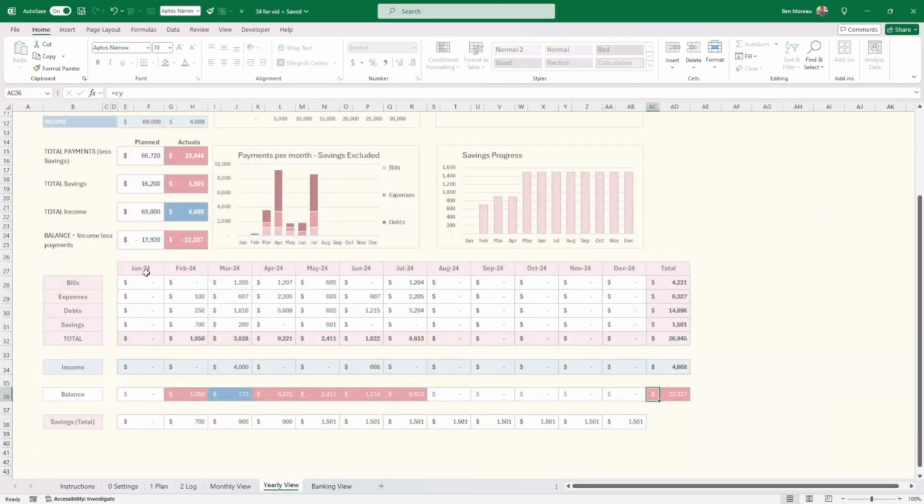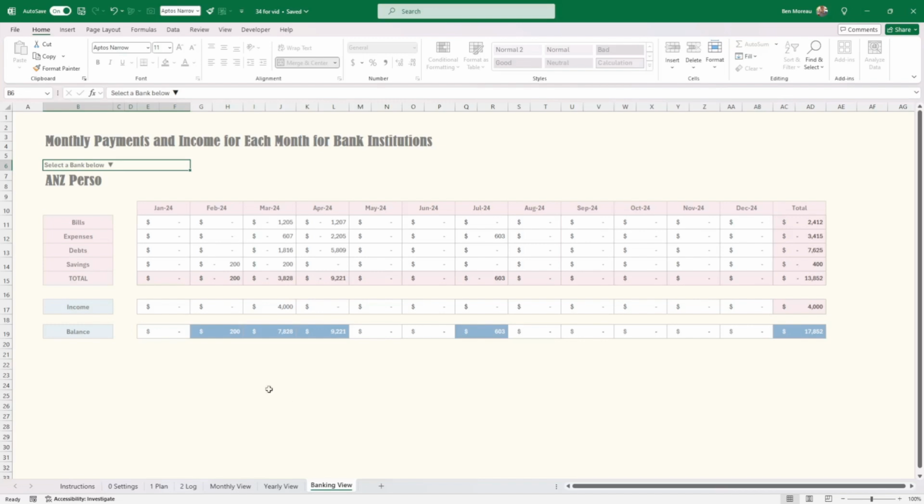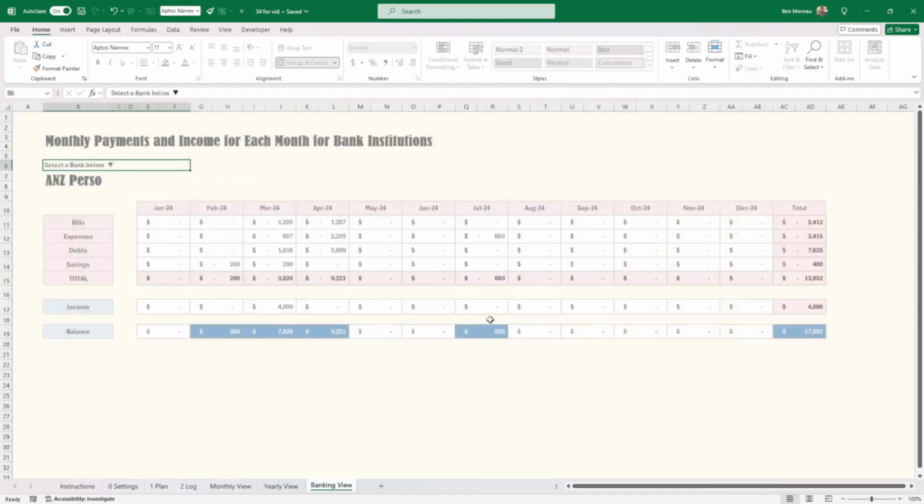I'm thinking about the Australians, if you're listening here, with the different type of financial system. So you could start in July, for instance, but you can start any time. So if you want to start using this in March, then you can put March as a starting point. And plenty of charts, criteria here, and then you go into the banking view. So that's optional, but when you log, you can select which bank the money is coming from or going to, and then you can put it here.